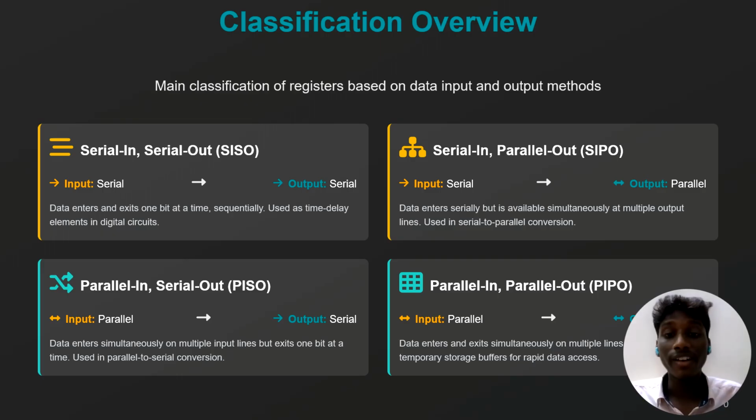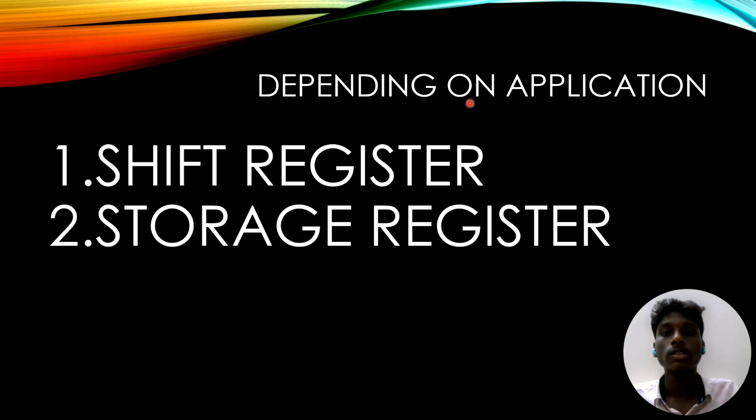These differ in whether data enters and exits bit by bit or all at once. Each type serves a different purpose depending on the application. The registers depend on applications. First one, shift register and storage register. Based on these two registers, it will depend.